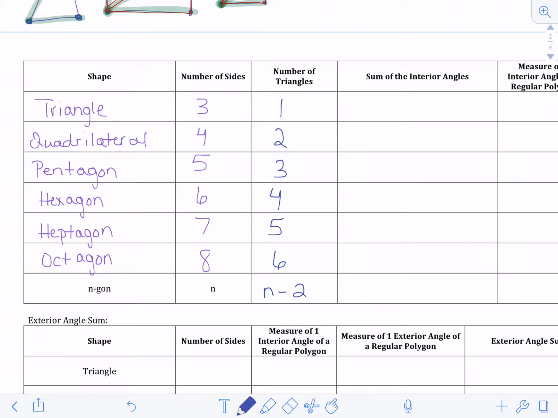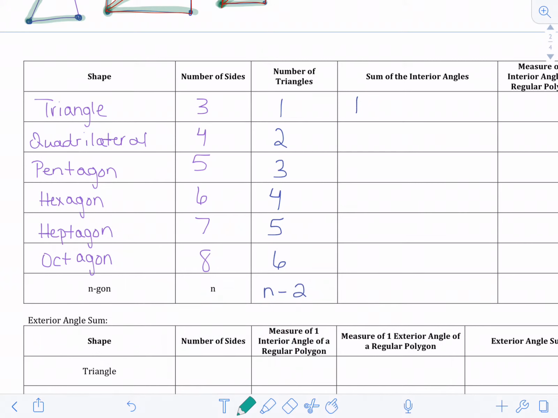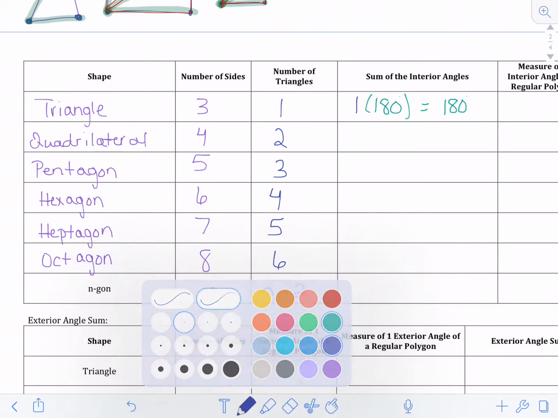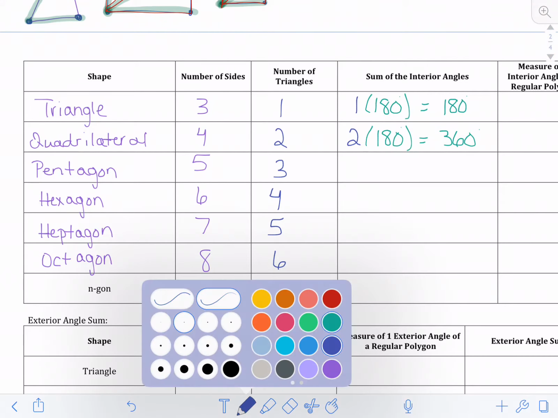Okay. To figure out the sum of the interior angles, we're going to use that column. So here, you have 1 triangle. How many degrees are in 1 triangle? 180. So how many degrees do I have total on the inside of that triangle? 180 degrees. For a quadrilateral, you had 2 triangles. How many degrees are in each triangle? 180. So how many degrees do we have total? 360.